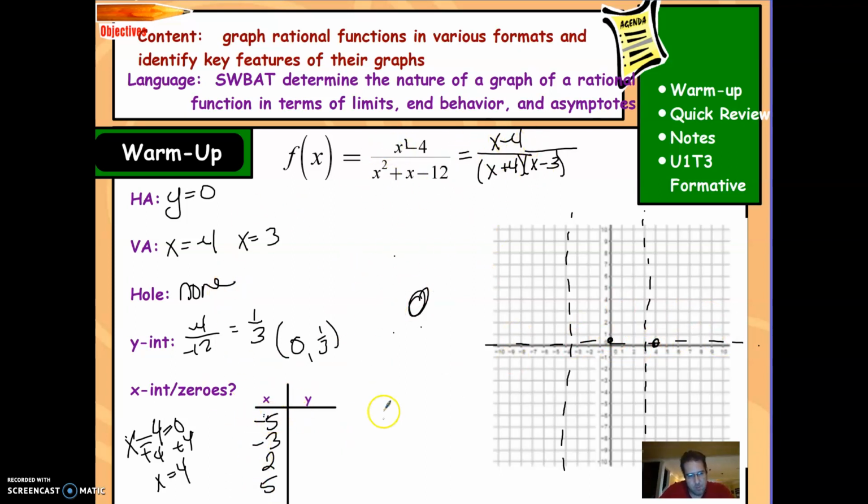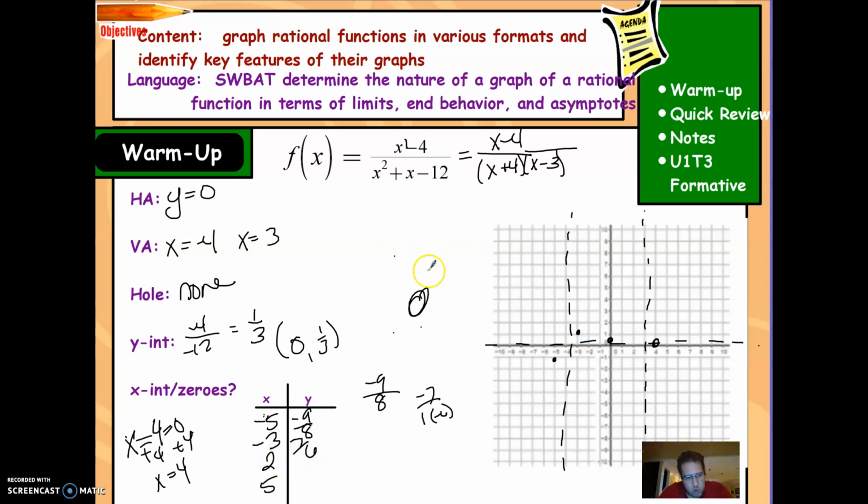So -5 minus 4 makes -9, divided by -5 plus 4, which makes -1, times -5 minus 3, which is -8. -1 times -8 is 8. So that's -9/8. At -5, -9/8 would be slightly more than 1, like there. At -3, -3 minus 4 makes -7, and -3 plus 4 is 1, times -3 minus 3 is -6, so that's +7/6, slightly more than 1, which would be right there, give or take.